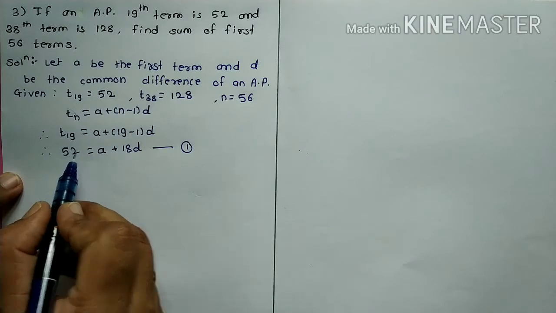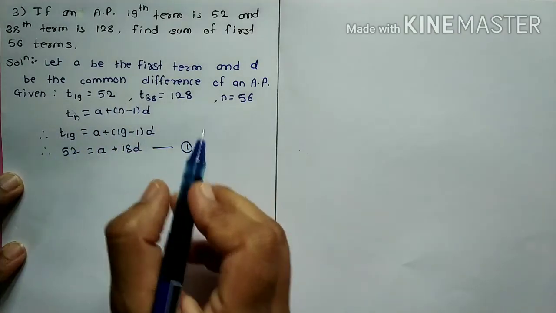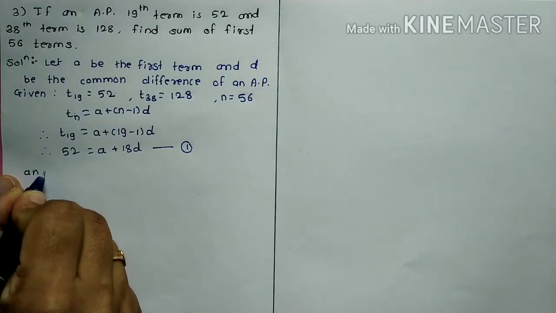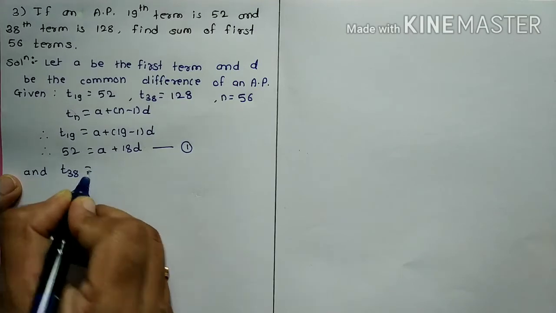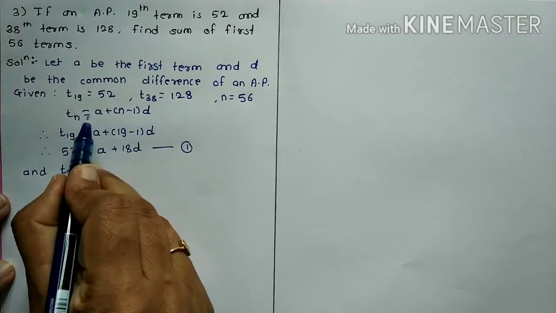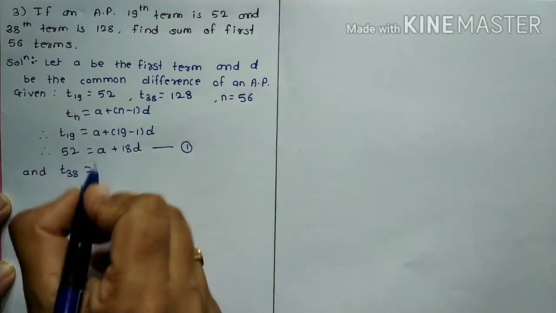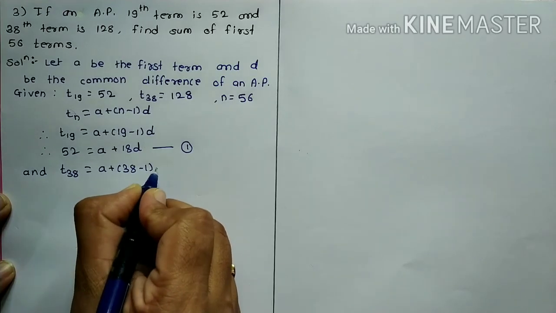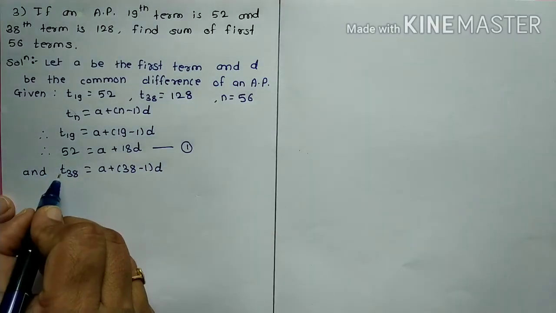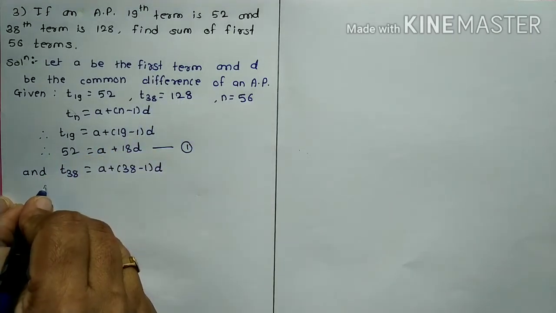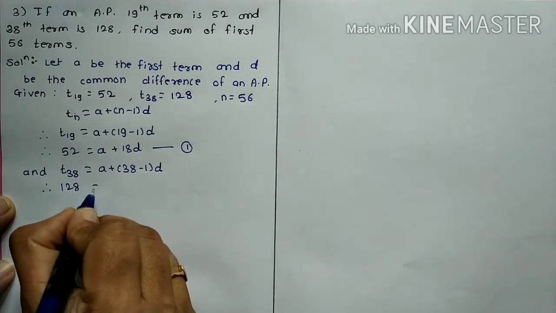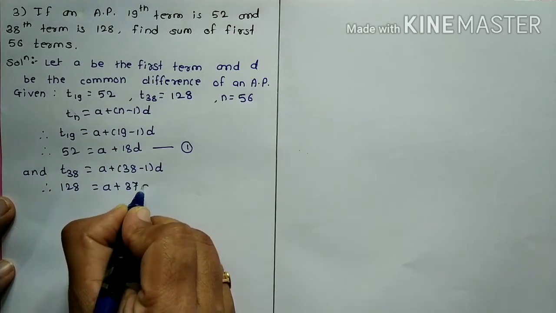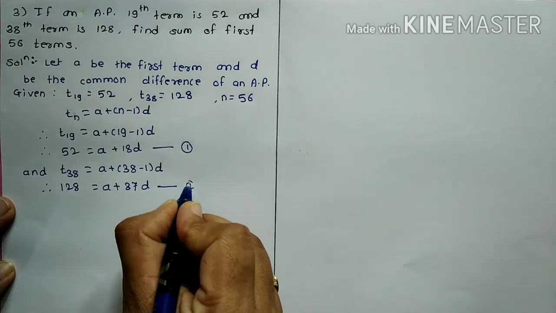Now we have to calculate the second equation from T38. Therefore T38 is what? In this formula put n equal to 38. Therefore T38 equals A plus 38 minus 1 into D, and the value of T38 is 128. Therefore 128 equals A plus 38 minus 1, that is 37 into D. This is equation 2.